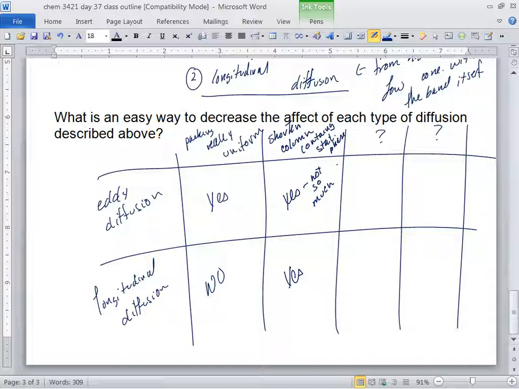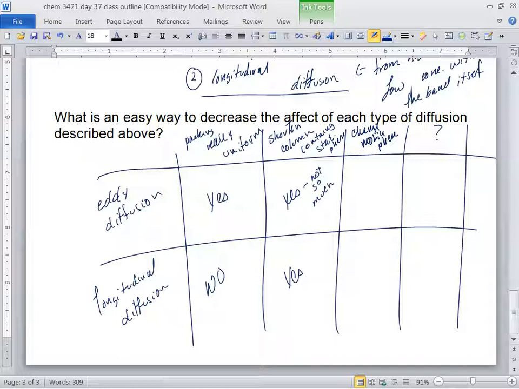Anybody think of anything else? How about change the mobile phase, right? That's a good one. Change the mobile phase. Any influence on eddy diffusion? Yeah, it'll influence longitudinal because it'll influence the amount of time, maybe, right? I guess in this case, capillary action, the speed would change with surface tension, I would think. I know the maximum height would definitely change.